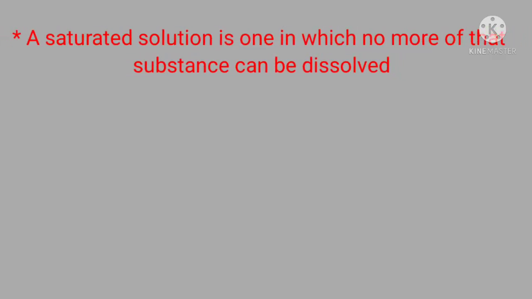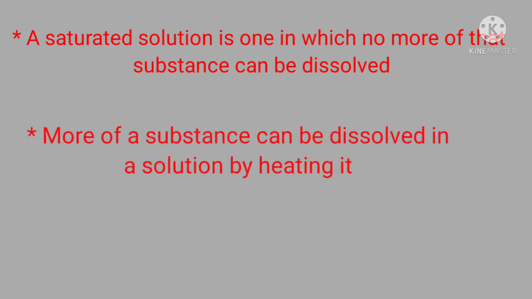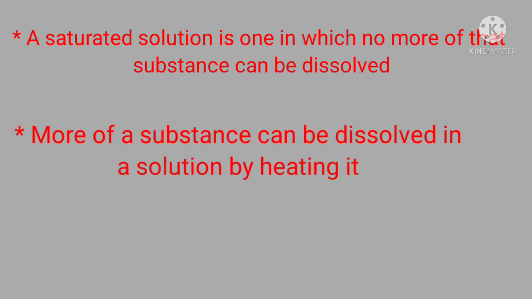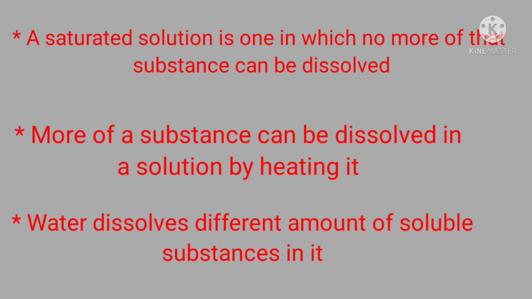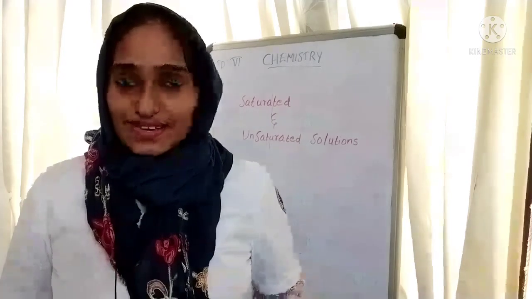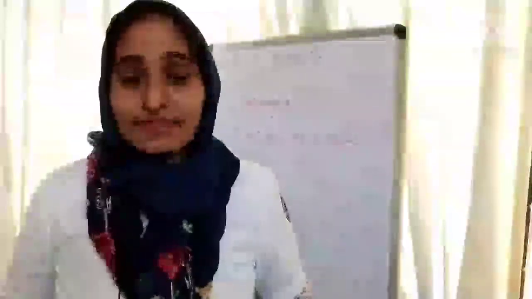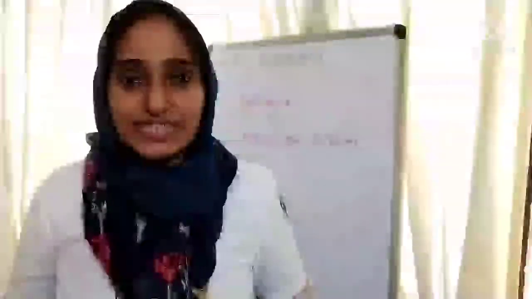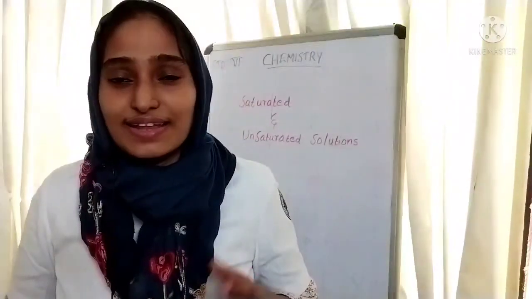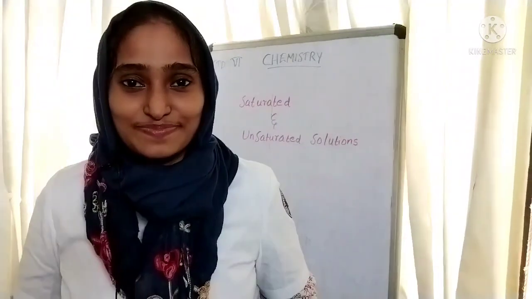So we can conclude that a saturated solution is one in which no more of that substance can be dissolved. More of a substance can be dissolved in a solution by heating it. Water dissolves different amounts of soluble substances in it. So with this, our chapter was completed. In this chapter, we learned about some methods of separation, saturated and unsaturated solutions.